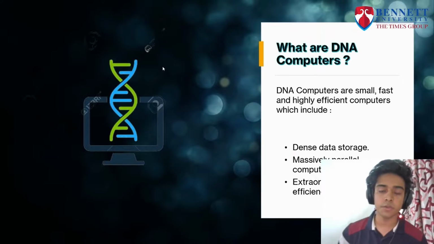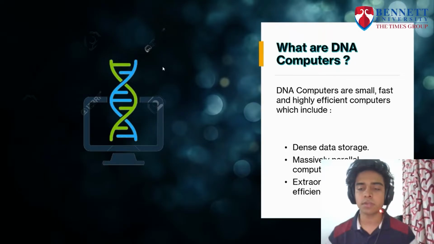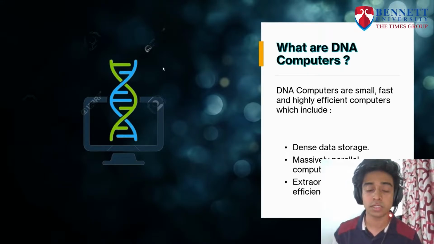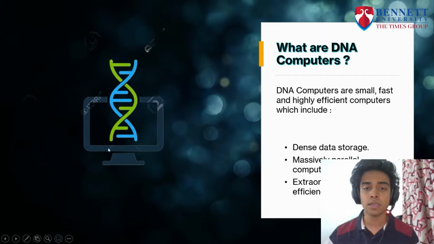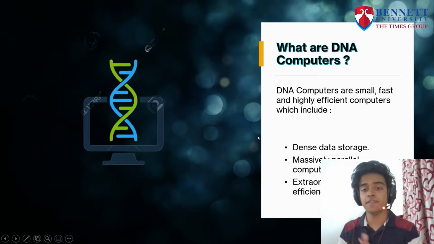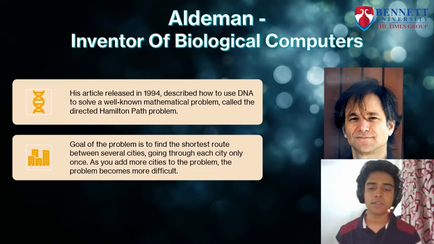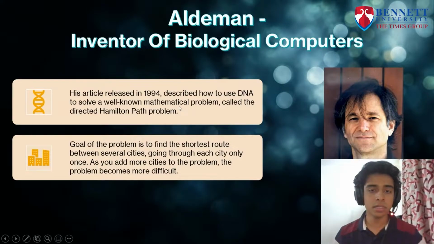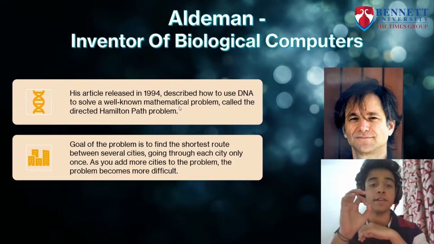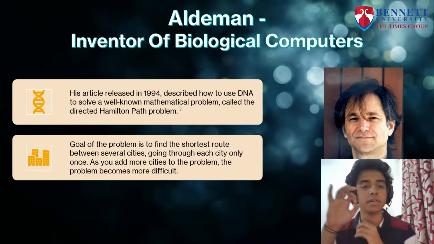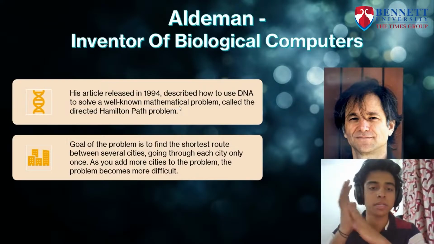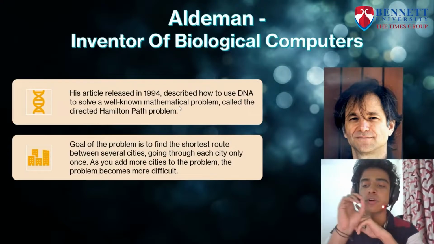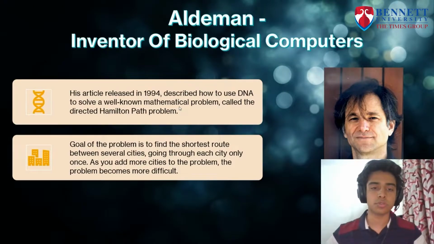Now, what are DNA computers? DNA computing is an emerging branch of computing which uses DNA, biochemistry, and molecular biology hardware instead of the traditional electronic computing. DNA computers are small, fast, and highly efficient computers. The roots of biological computing go back to 1994 when Leonard M. Adleman described how to use DNA to solve a well known mathematical problem called the directed Hamilton path problem, or as we all know, the traveling salesman problem, which is basically the shortest route finding problem, and its complexity increases as we add more nodes to it.